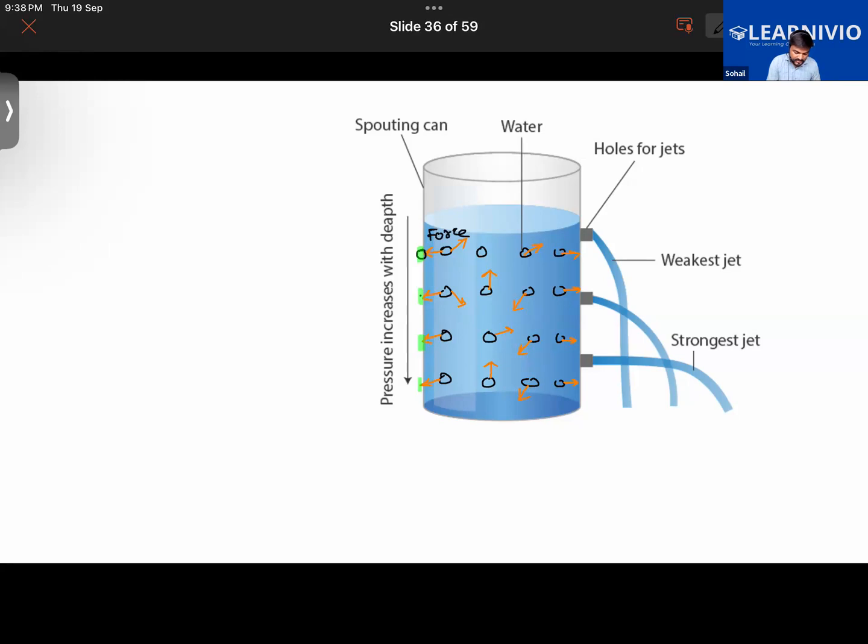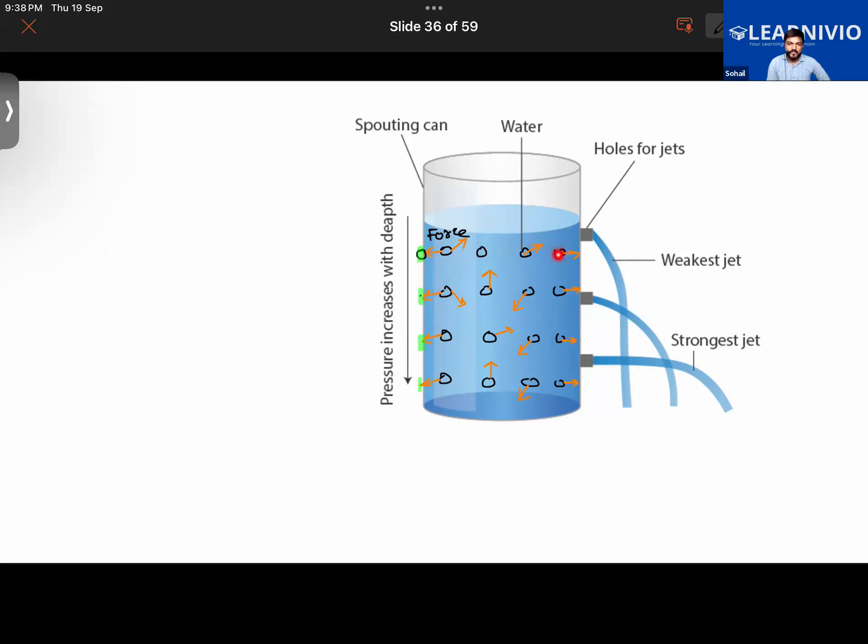All these molecules will be hitting the wall of the container with some force. And what we know is that force acting upon a unit area is called pressure. Right, Vaika and Ramesh? Yeah. Okay. Yes, sir.